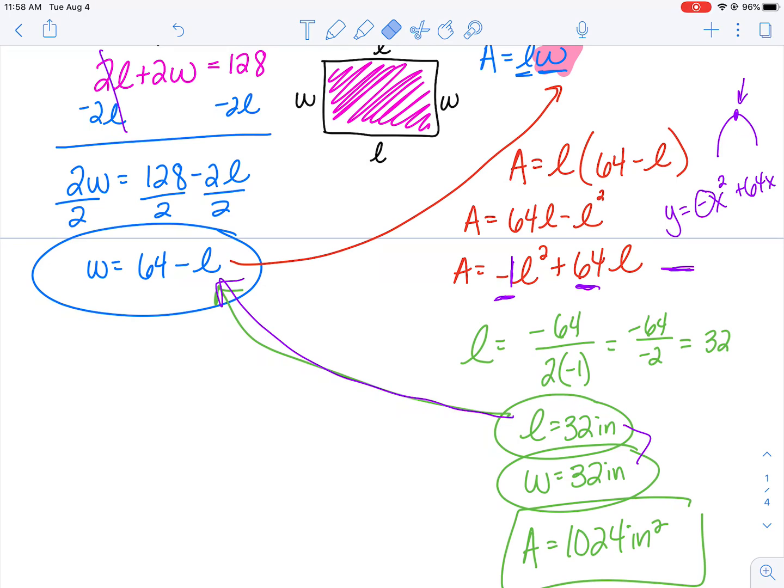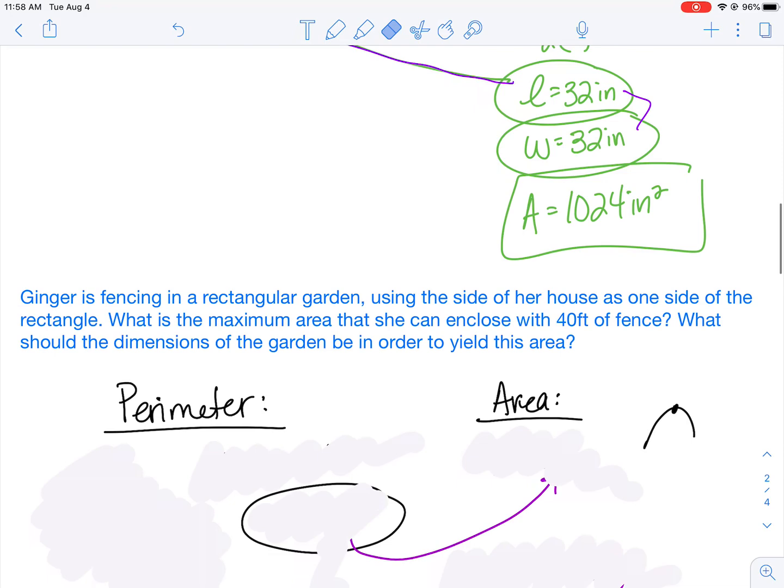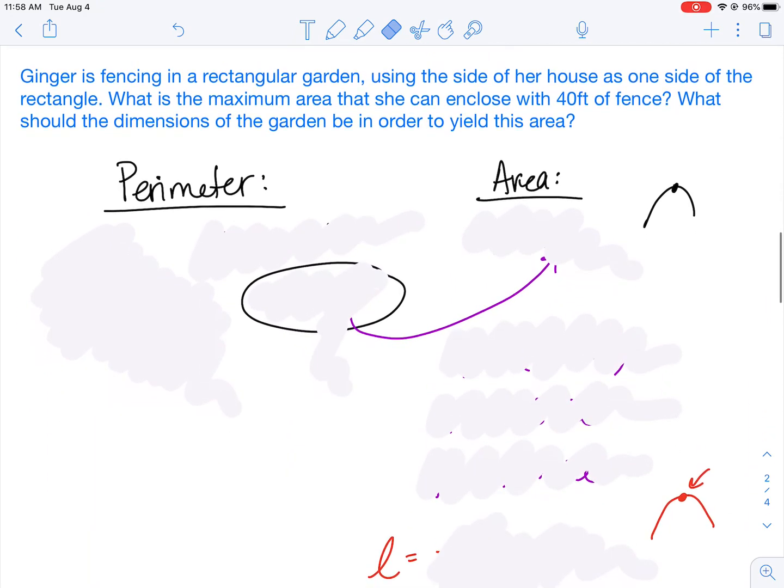All right, now that we've done that question together, what I'd like you to do is pause the video, write down this question, and maybe try this question all by yourself. Kind of using the same idea that we just did with perimeter and area. See if you can find the dimensions of the garden that will yield the area that is the maximum on this one. So pause the video, write it down, try it, and let's see how far you get.